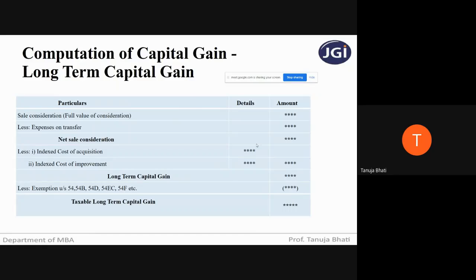So students, have you all understood this particular format? The computation of long-term capital gain remains the same as short-term capital gain. The only difference is, for long-term capital gain, you have to use indexation. Indexation means indexed cost of acquisition and indexed cost of improvement. So everyone, have you all understood this particular format? We'll move ahead by understanding these terms. Yes, ma'am. Okay.